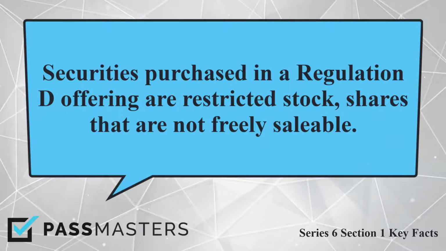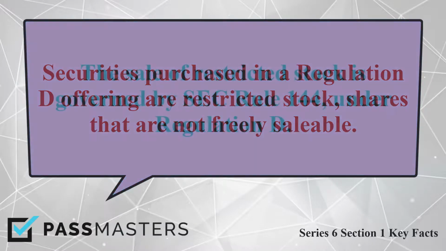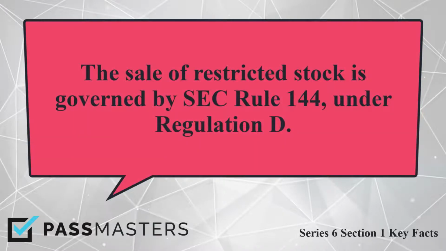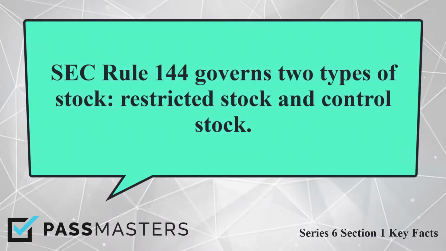Securities purchased in a Regulation D offering are restricted stock, shares that are not freely saleable. The sale of restricted stock is governed under SEC Rule 144 under Regulation D. SEC Rule 144 governs two types of stock: restricted stock and control stock.